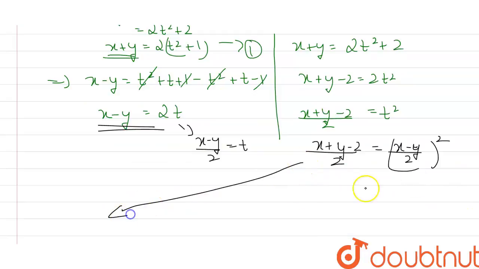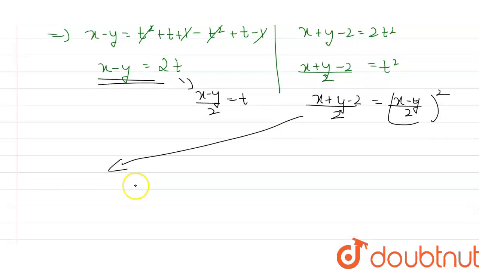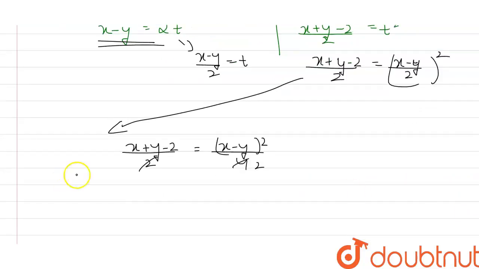If I write down this part, let's go this way. This will become (x + y - 2)/2 on one side, and on the other, (x - y)² divided by 4. Clearly this 2 cancels with the 4, and we are left with 2 in the denominator. So we are receiving x + y - 2.